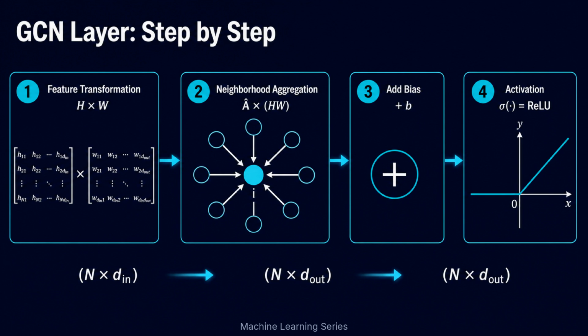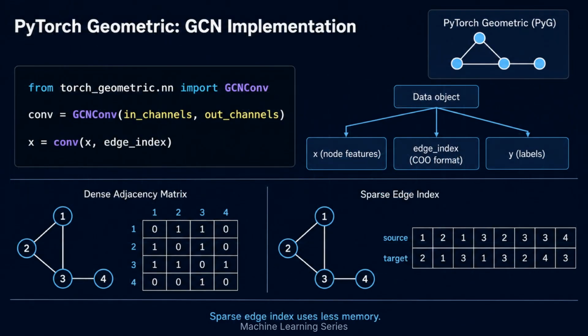The dimensions flow from n by d in input features, through the weight matrix to n by d out, unchanged through aggregation, and out as n by d out activated features. This is one layer, stack multiple layers for deeper graph reasoning. PyTorch Geometric makes GCN implementation straightforward. Import GCNConv from torch_geometric.nn, create a layer with input and output channels, then call it with node features x and edge index. The edge index is key.